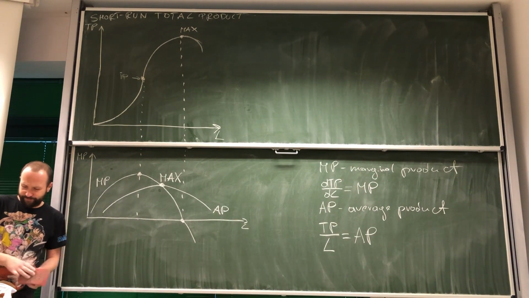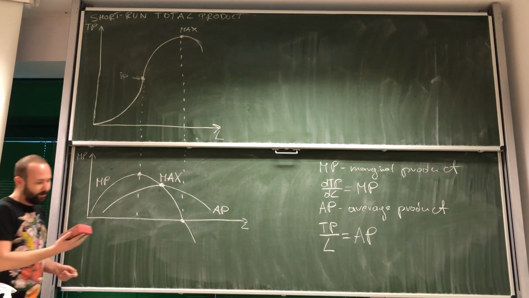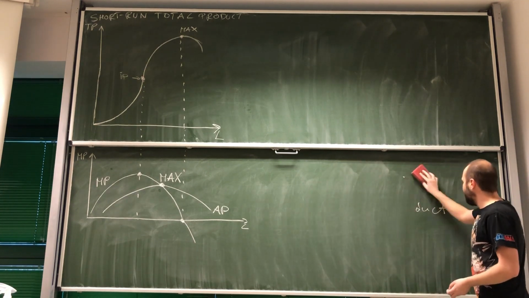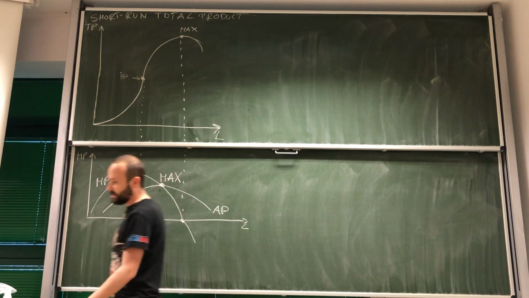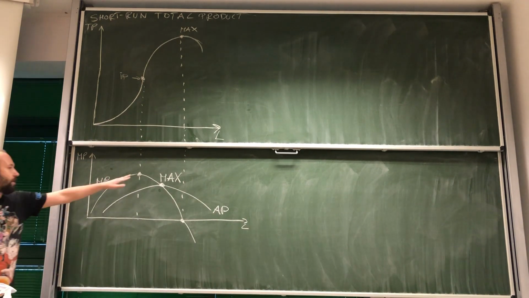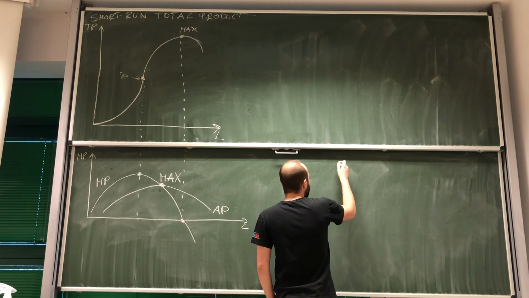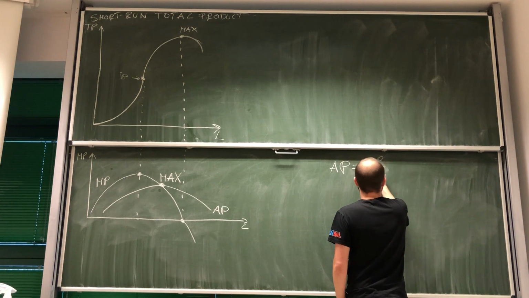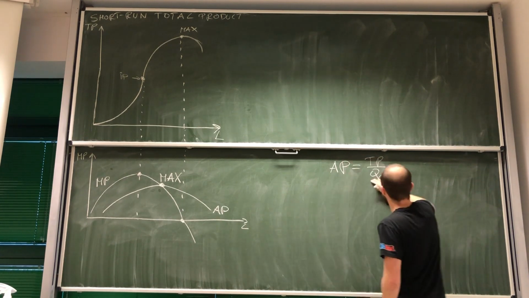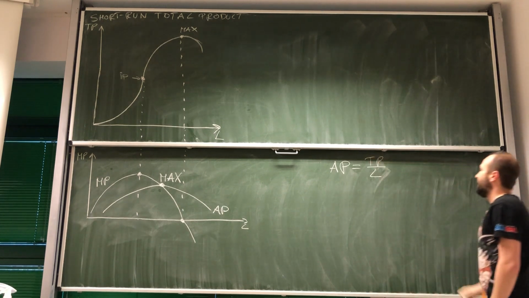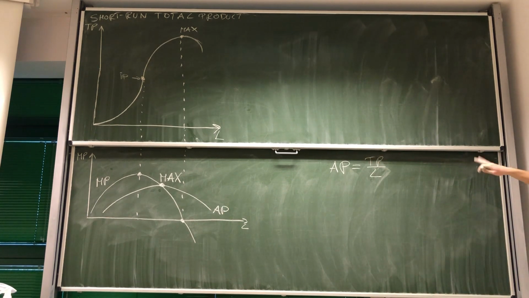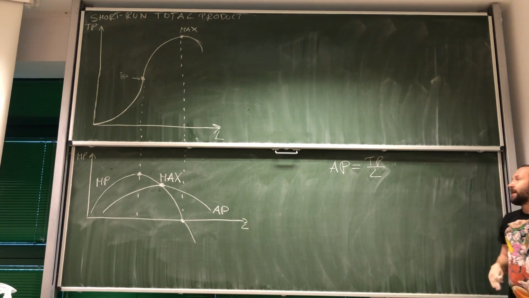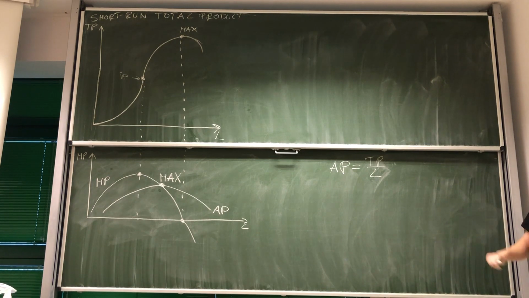Prove it to you that this is how it needs to be. Okay, so look, what I want to do right now is to find the maximum of the average product. So average product is a function of total product divided by labor. You might say, but we do not know how this function looks like, right? We don't know anything. How can we find the maximum? As it turns out, it is not necessary.